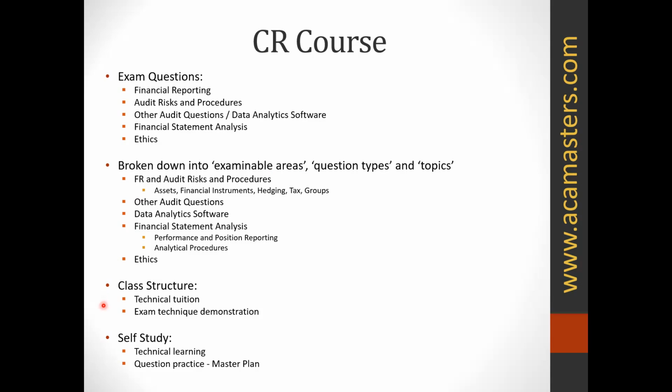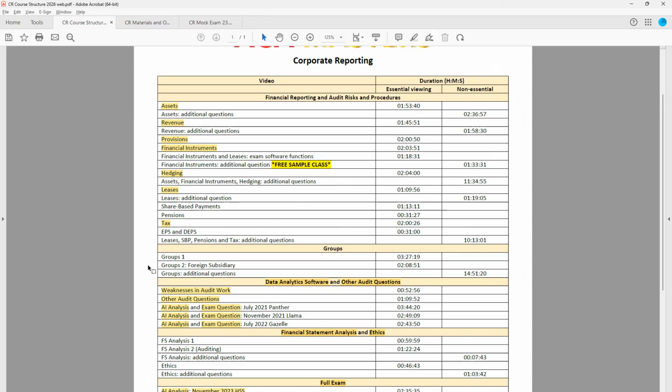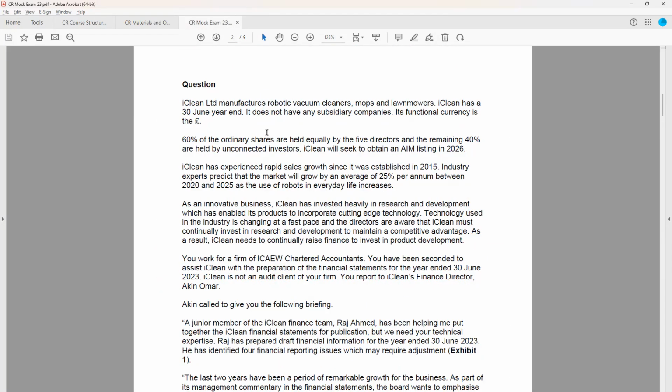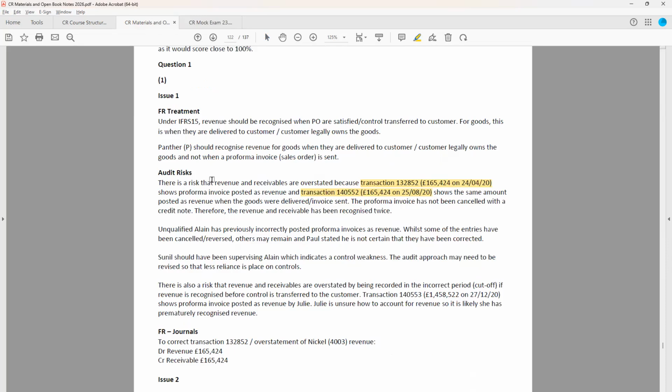So for each topic, I'm going to explain the technical content in a straightforward, easy to understand, simplified way, and then immediately after work through exam questions to demonstrate how to read the requirement, how to interpret and analyze the additional information that the examiner has provided, and then how to produce an answer which delivers exactly what the examiner is looking for in order to score top marks.